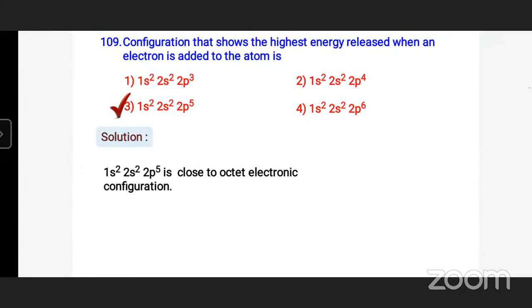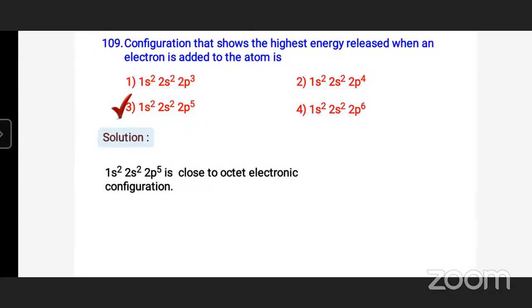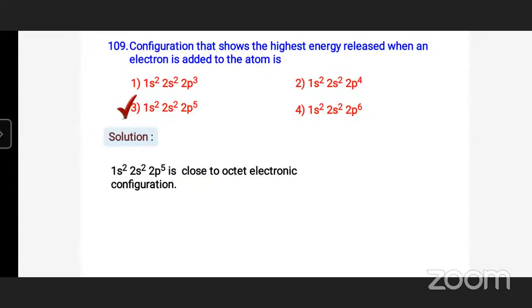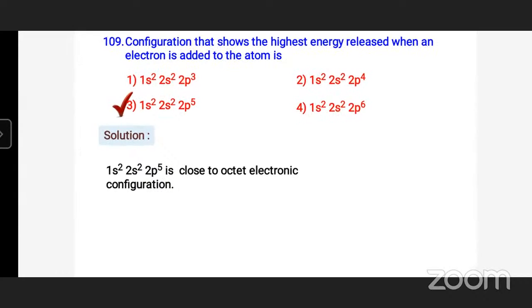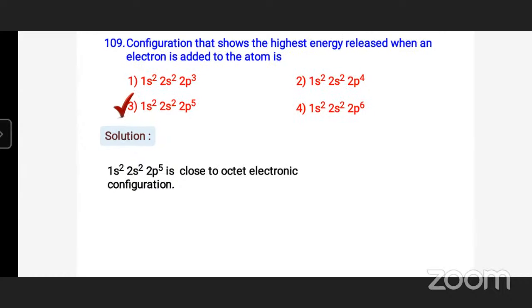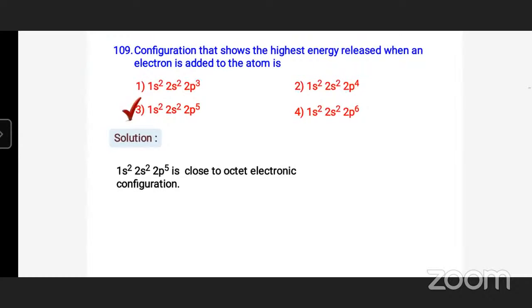The configuration that shows the highest energy released when an electron is added to the atom is: number one, 1s2 2s2 2p3; second one, 1s2 2s2 2p4; third one, 1s2 2s2 2p5; fourth one, 1s2 2s2 2p6. So here, which releases the highest energy?